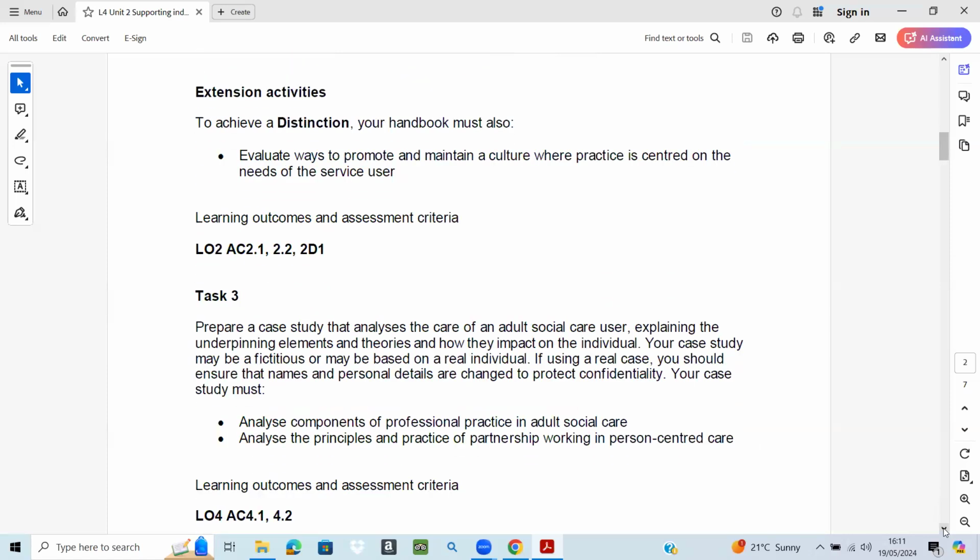Then we have a distinction activity related with it. So the first important thing is we always need to work on the pass criteria. We always have to achieve it. Then after that, we will go for the merit and the distinction criteria. So first complete the pass criteria properly, then go for the merit, and then go for the distinction criteria. In the distinction criteria, we have to evaluate ways to promote and maintain a culture where practice is centered on the needs of the service user.